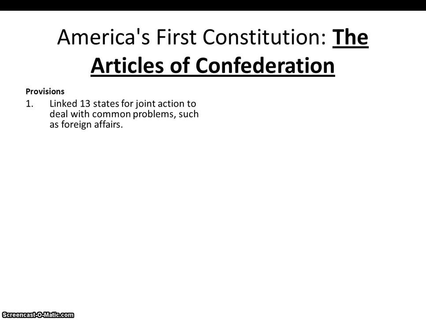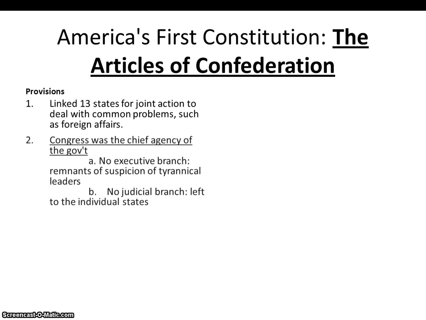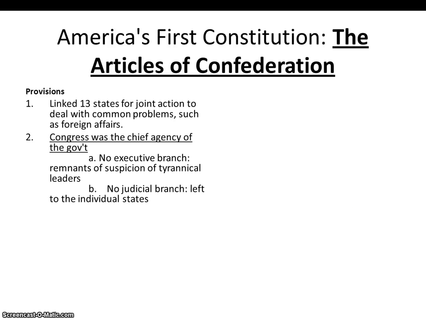It linked the 13 states in a loose confederation of friendship, so that they would deal with common problems such as foreign affairs. Congress was the primary agency for the government. There was no executive branch, no president, because of the suspicions of tyrannical leadership like King George. There was no judicial branch. That was left up to the individual states. And each state had one vote in that Congress.